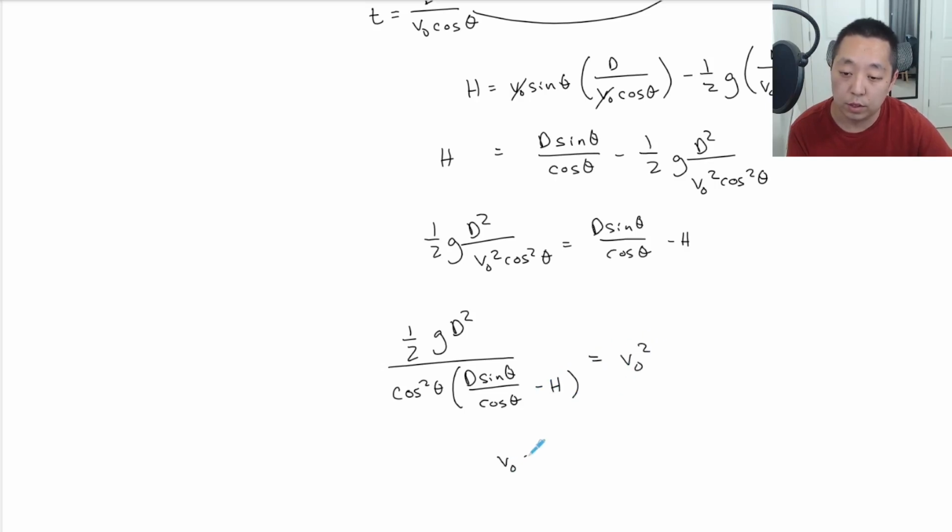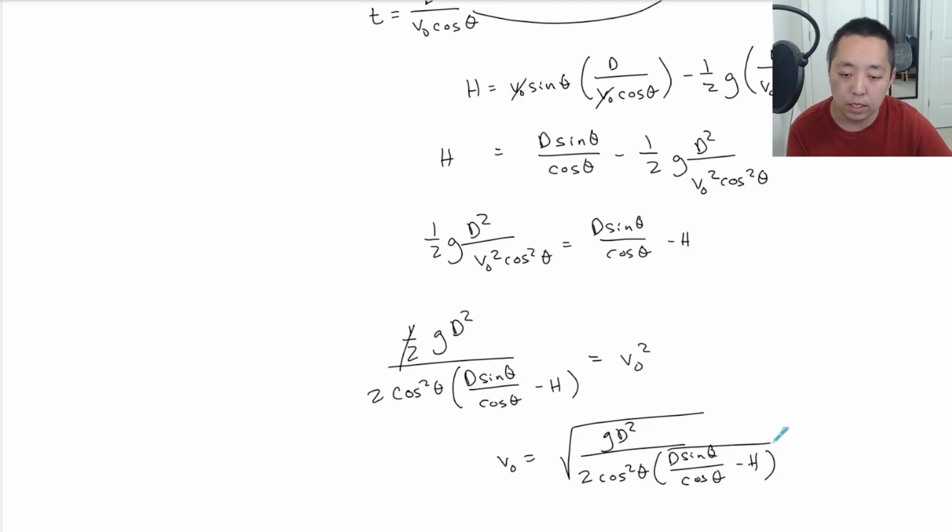So v0 is the square root of, I'm going to bring the 2 down to here, right? So 1/2, you can bring the 2 down. So that's going to be the square root of g d squared over 2 cosine squared theta times d sine theta over cosine theta minus h. Now this is a physics class, not a math class. It's okay to leave it like this.